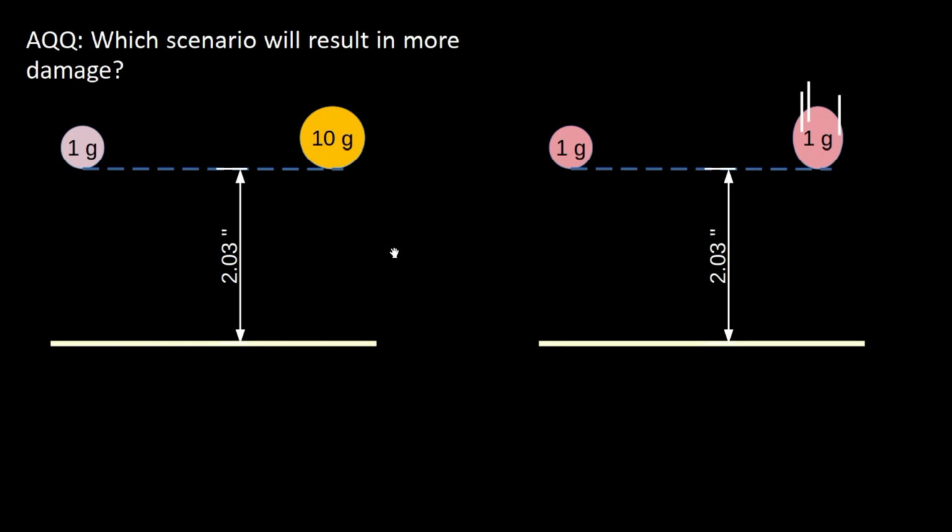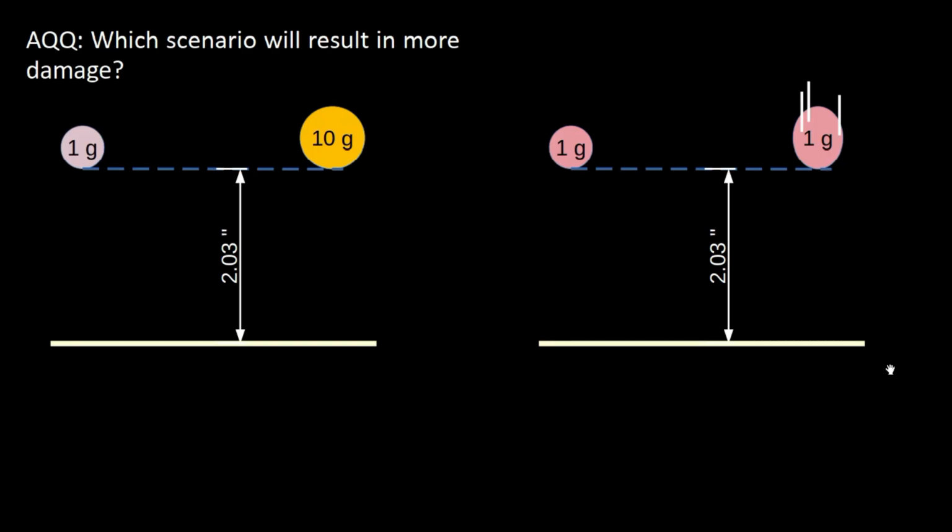So let's start with a quick question. Please look at this scenario. In this scenario, we have two objects from the same height. If I let go of them, which will damage the surface more? That's the question. Which will damage the surface more between these two objects?